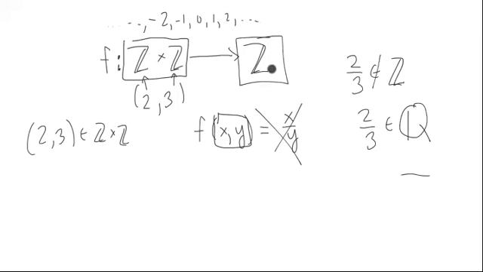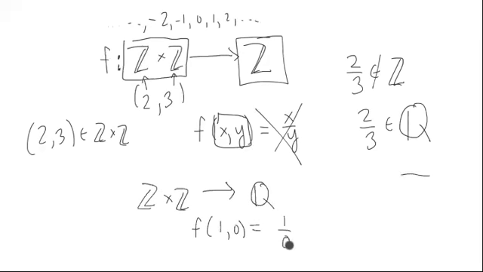So Q means fractions of integers, an integer here and an integer here. Now if we change the codomain to Q, does it work? Well, almost, not quite. There's another problem. The other problem is, what if we try to plug in f of (1, 0)? We would get 1 over 0, and 1 over 0 is not an element of Q. It's not defined as an element of Q. So that wouldn't work either.